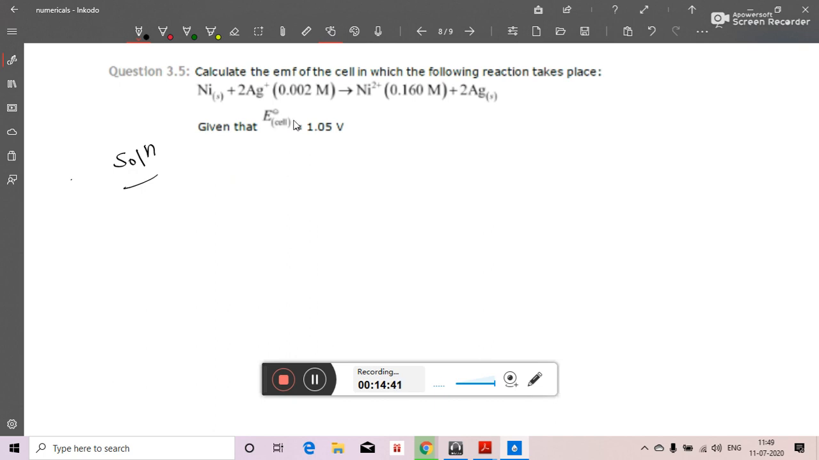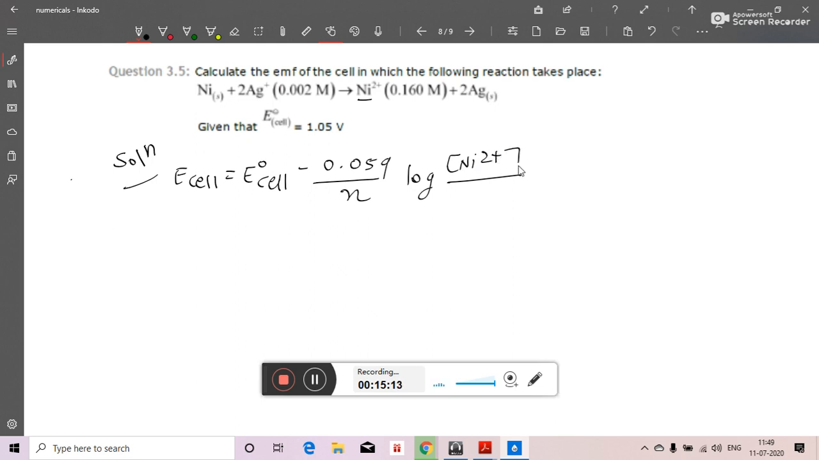Okay. Now E cell equal to E naught cell minus 0.059 upon n log of concentration on right upon concentration on left. So on right side we are having Ni2 plus 1 mole only. So we have to write down square bracket Ni2 plus raised to 1. And on the left hand side we are having Ag plus 2 moles. So we will write in the denominator Ag plus raised to 2.